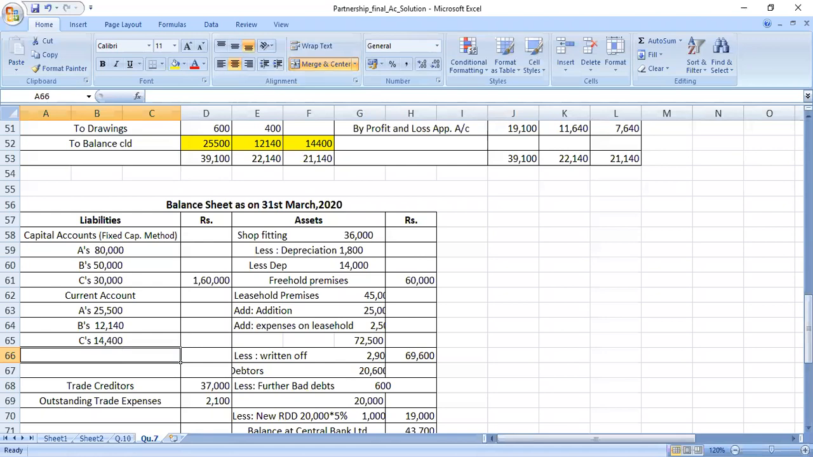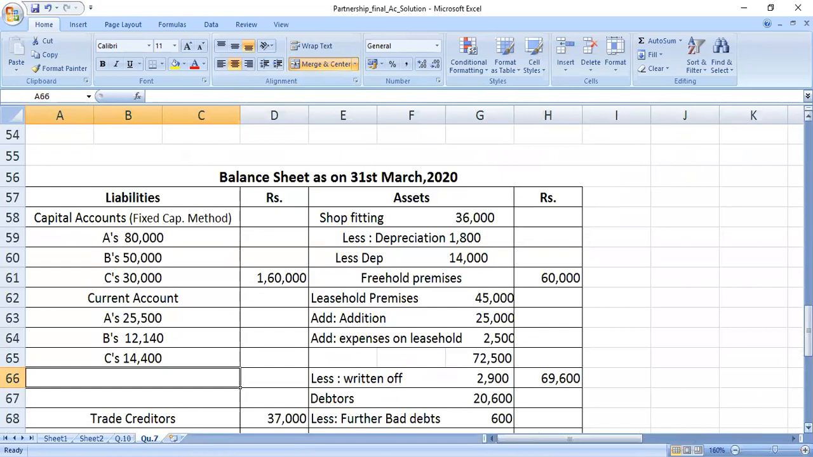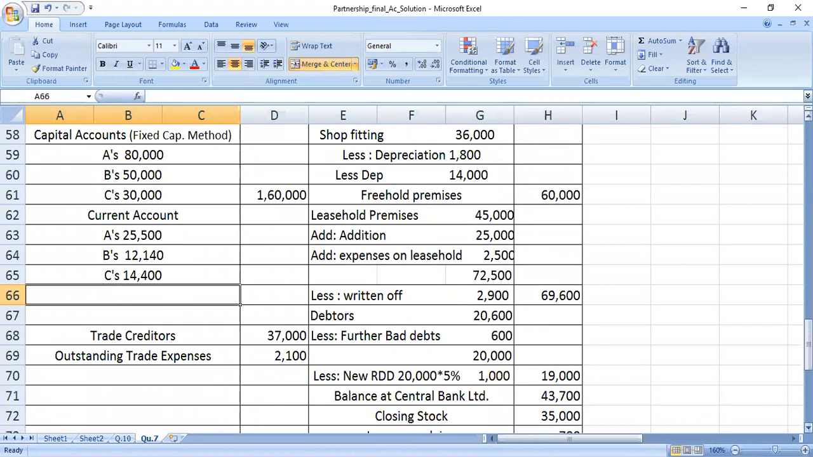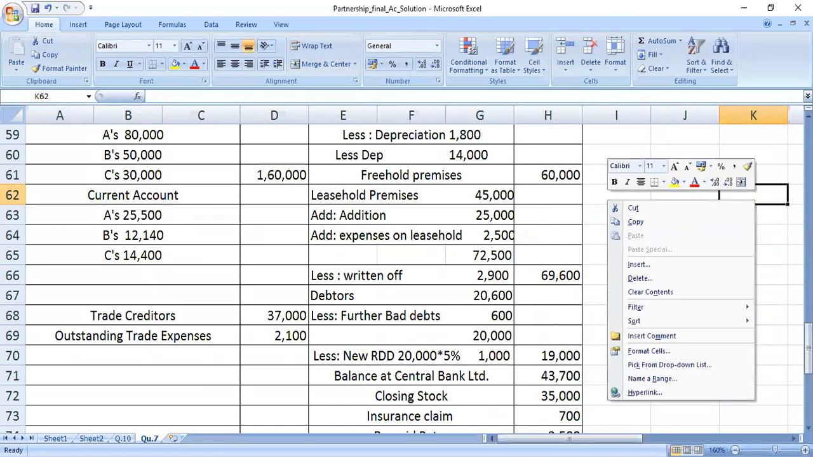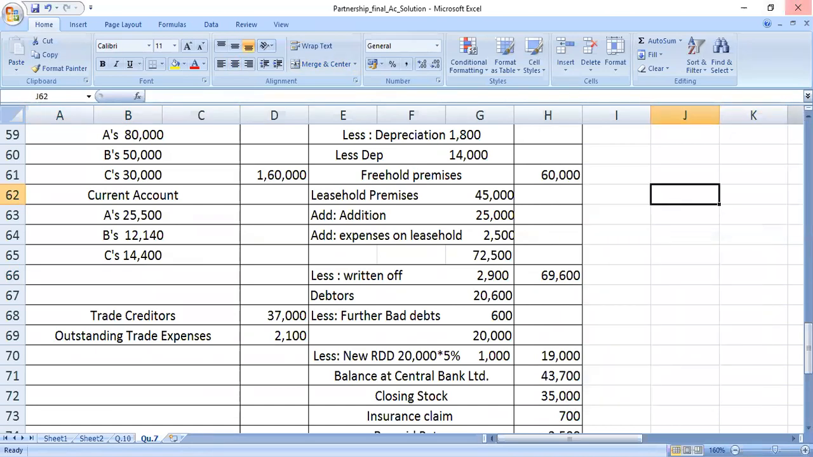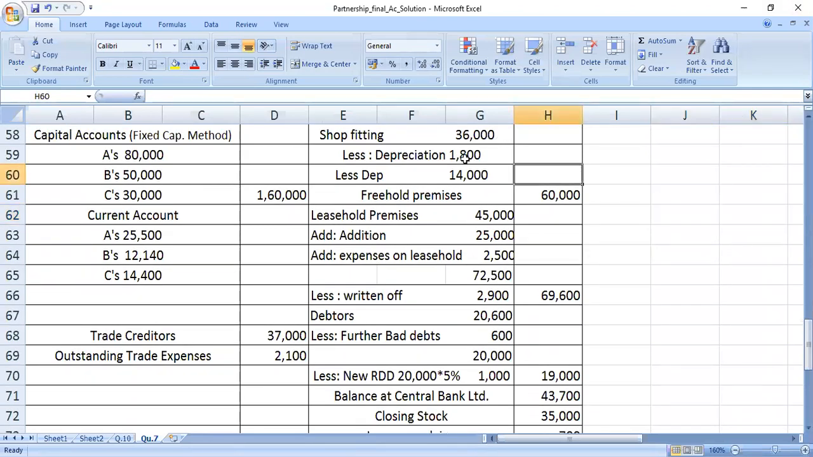See friends, all effects are over. Now you have to close the balance sheet. On the asset side, you see 36,000 minus depreciation 1,800 minus depreciation 14,000. Rest of the value is 20,200.